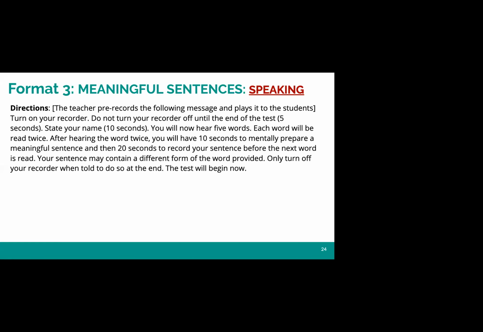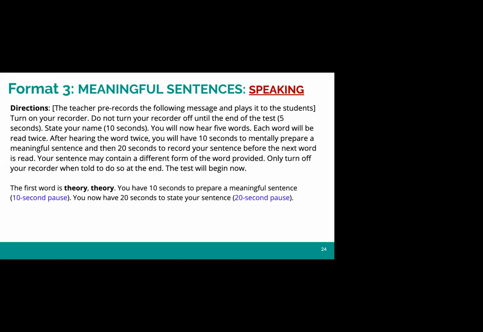Then you say, you will now hear 5 words. Out of these 20 words, you can select 5 random words that you want your students to master. Each word will be read twice. After hearing the word twice, you will have 10 seconds to mentally prepare a meaningful sentence, and then 20 seconds to record your sentence before the next word is read. Your sentence may contain a different form of the word provided. So you're basically giving your students a chance to say anything about the word they have learned. They can either say the definition, or give an example sentence, or explain that word.